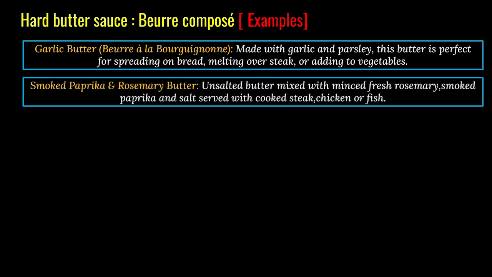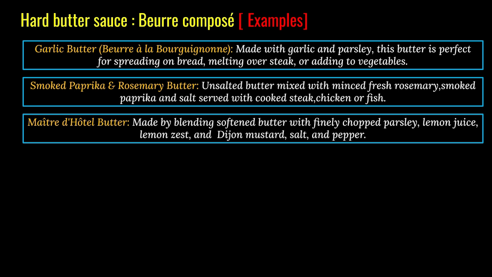smoked paprika and rosemary butter. From the name, it is very delicious to hear. Unsalted butter mixed with minced fresh rosemary, smoked paprika, and salt, served with cooked steak, chicken, or fish.